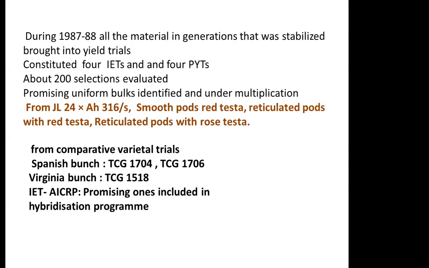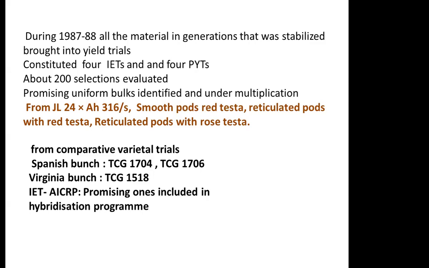We brought all this material into yield trials in IUTs, and we had 8 trials together in 1988 Kharif, and around 200 selections were evaluated. At that time, our people had identified good bunch types from JL24 and AH316S. The smooth pods had red testa. AH316S is a red testa line.